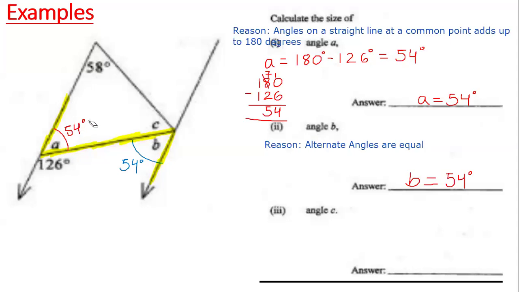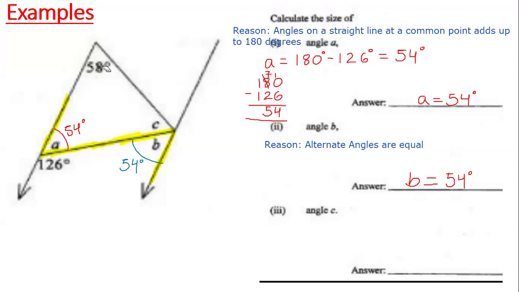Where's Shekinah? Shekinah, can you see this? Yes, sir. I don't want you to get lost. You understand how we got 54? Yes, sir, because they're vertically opposite. Not vertically opposite. What's the reason? Alternate angles are equal. That's the reason why. Good. Now we're reaching the C.